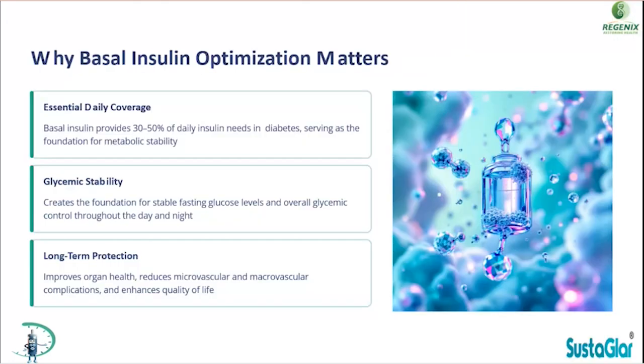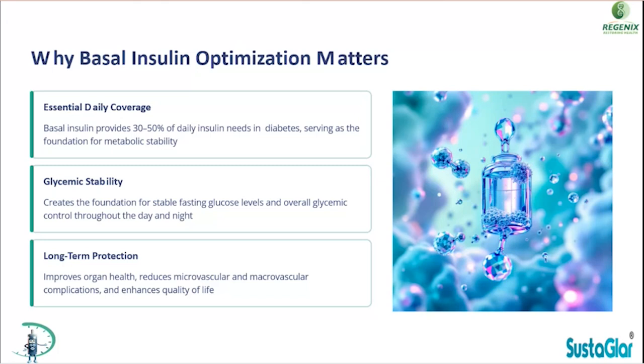The basal insulin can provide 30 to 50% of the daily insulin needs in diabetic populations. It serves as a foundation for metabolic stability. Once you control the fasting sugar by increasing or providing the basal insulin and fix the fasting first, then you are able to bring down the postprandial sugars.